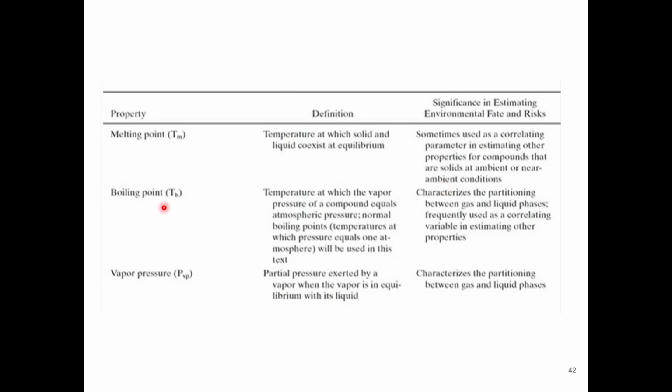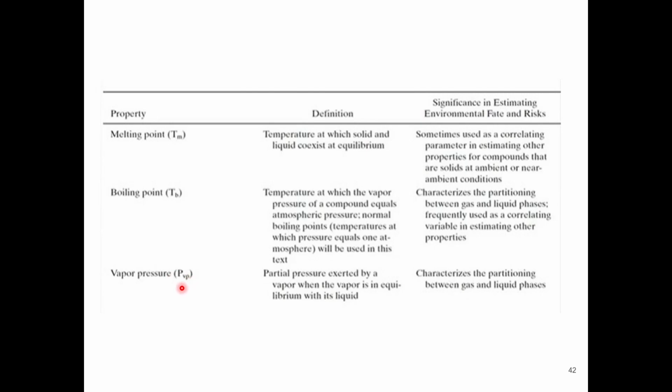One is boiling point, which is TB. So it is the temperature at which the vapor pressure of a compound equals atmospheric pressure. The normal boiling point, the temperature at which pressure equals 1 atmosphere, will be used in this text. Okay, and it characterizes the partitioning between gas and liquid phases. It is frequently used as a correlating variable in estimating other properties.